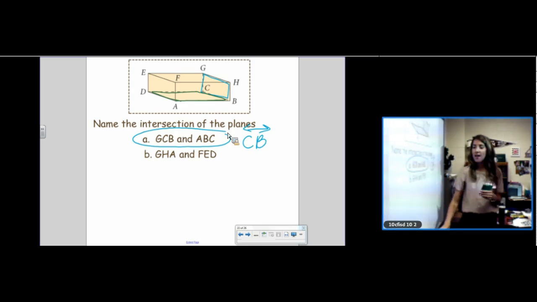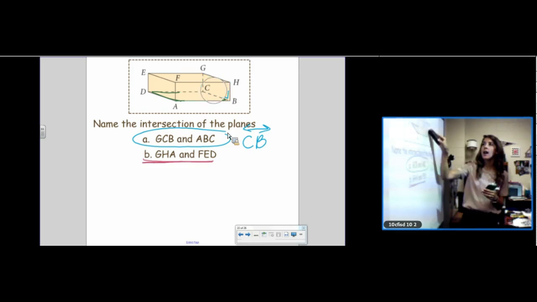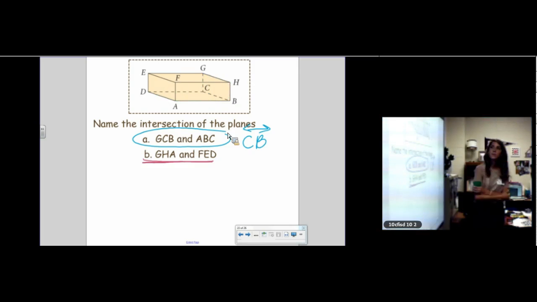Okay, here's a tough one. Name the intersection of GHA and FED. I'm not going to highlight them this time. GHA and FED. Do you see where GHA is? Because this is the tough one. This is the challenge one.